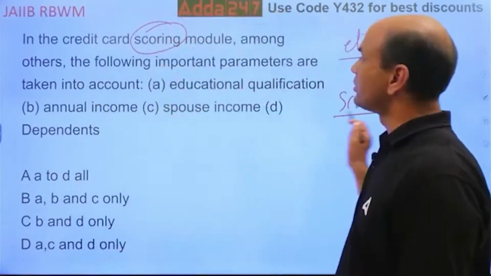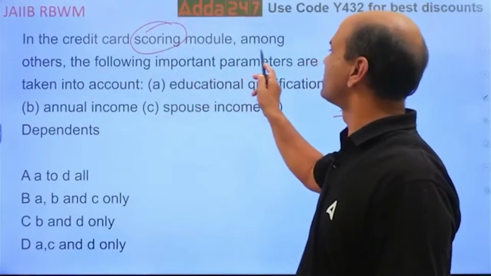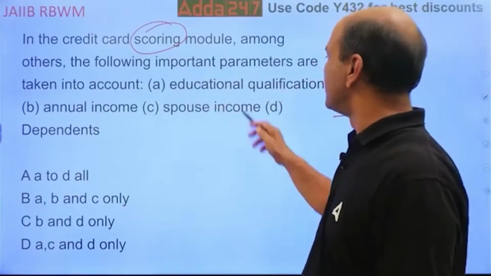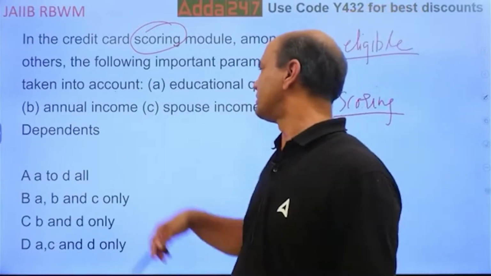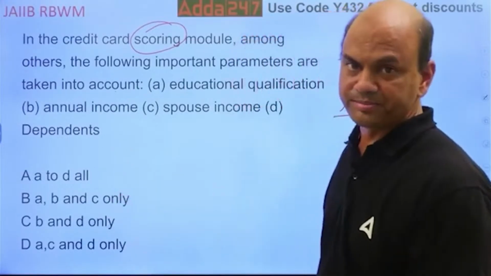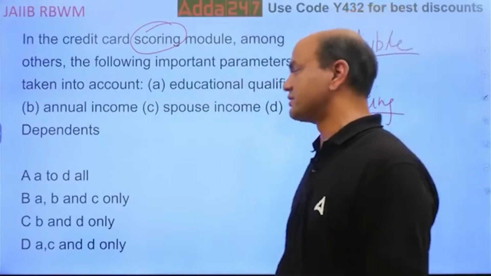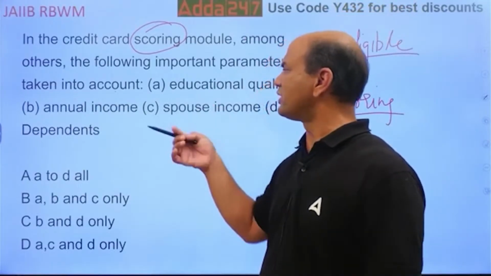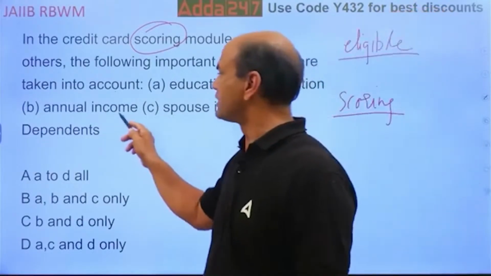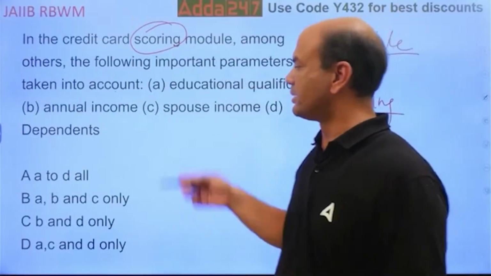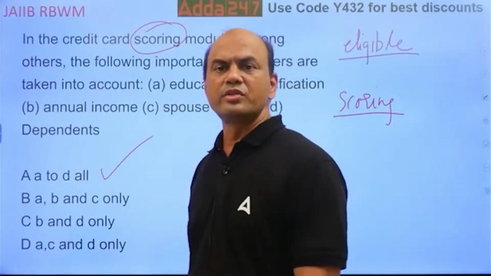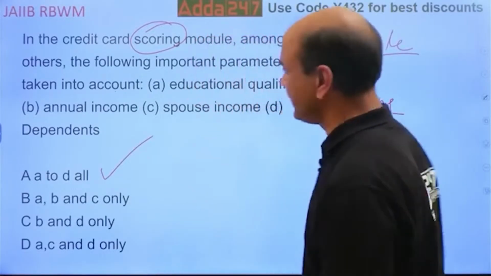In a credit card scoring module, among the others, which of the following important parameters are taken into account? Educational qualification, annual income, spouse income, and dependents. What do you think should be the correct answer? I think it should be all of the above. Educational qualification, you'll check that. Annual income, you'll check that. Spouse income, you'll check that. Dependents, you'll check that. So A to D all of them will be the correct answer.